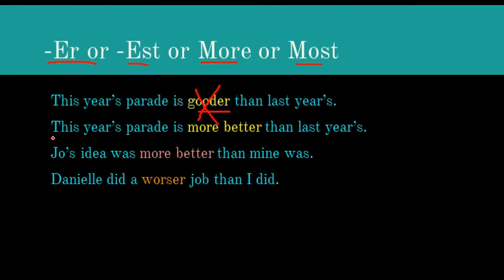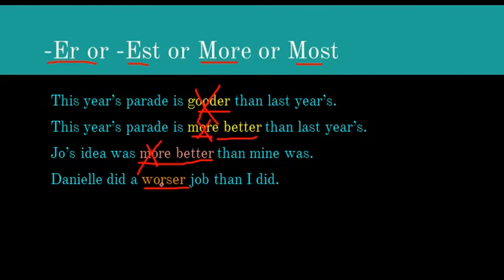Next example. This year's parade is more better than last year's. This kind of comparison is called double comparison. So grammatically, this sentence is wrong. Please avoid double comparison. Do not use more or most when comparing with good and bad. Next example. Joe's idea was more better than mine. Again, double comparison.